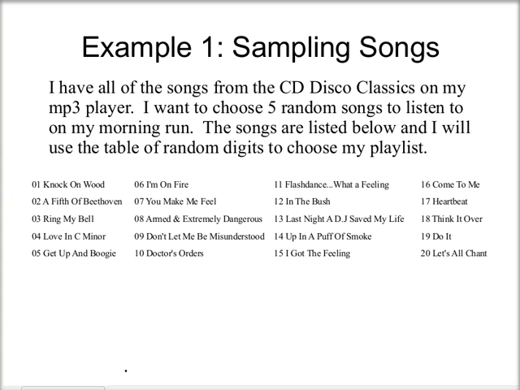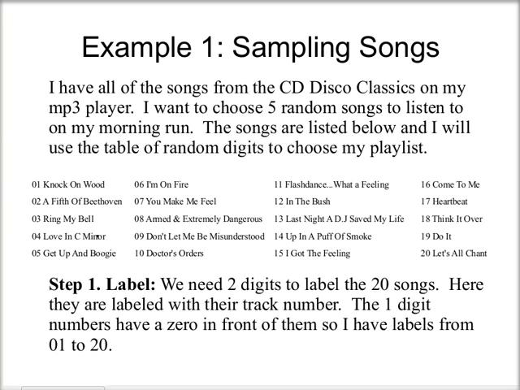So I have all of the songs from the CD Disco Classics on my MP3 player, and I want to choose 5 random songs to listen to on my morning run. And the songs are listed below, and I will use the table of random digits to choose my playlist. So I've got 20 songs, and I've just labeled them with the track numbers here. So that's my first step, is to label my population.